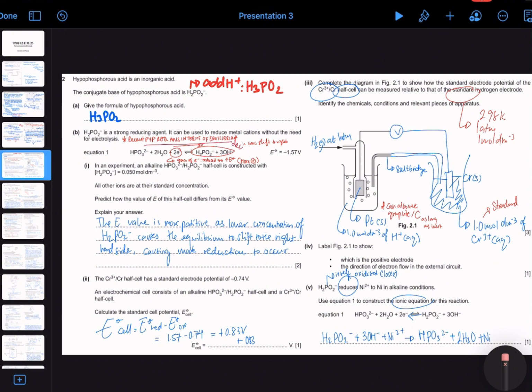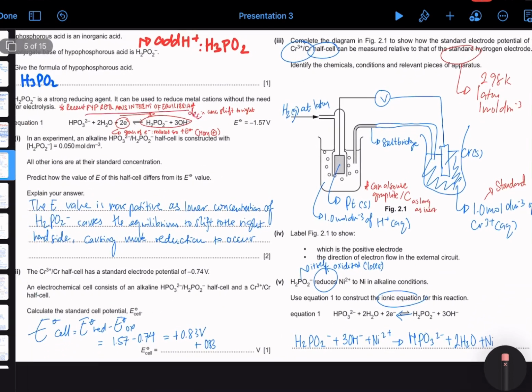Complete the diagram in figure 2.1 to show how the standard electrode potential of the Cr3+/Cr half cell can be measured relative to the standard hydrogen electrode. Identify the chemicals, conditions, and relevant pieces of apparatus.